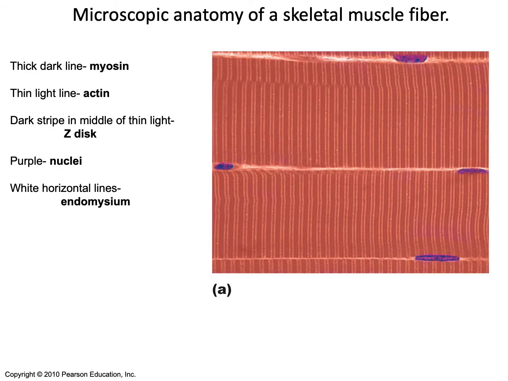So here we go. Here is dark, here is light. Here's a weird thing. What's this dark line passing through the I band? It's actually the Z disc. The Z disc anchors the actin. So I'll show you a picture in a minute. The purple is nuclei. This little strand right here is actually the endomysium, so the wrap around each cell. So this is a cell, this is a cell.